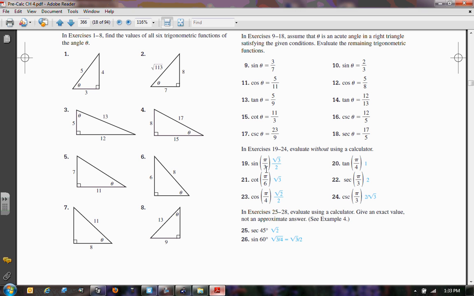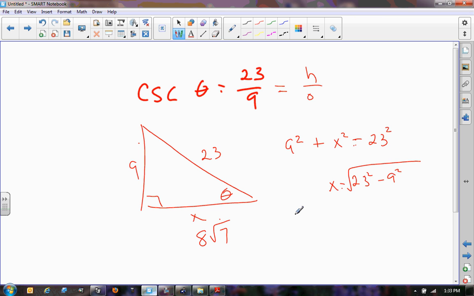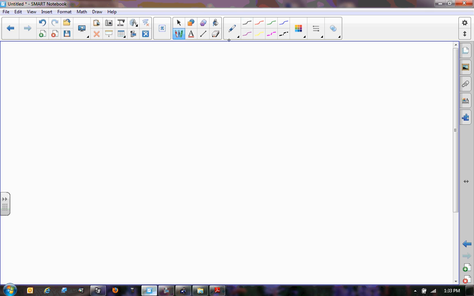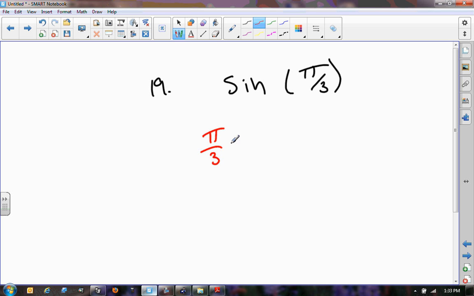Evaluate without using your calculator. These are in radian mode, like number 19, the sine of pi over 3. It says no calculator, so guess what? We do know how to convert that to degrees. Pi over 3 equals something in degrees, so I have to convert that to degrees.